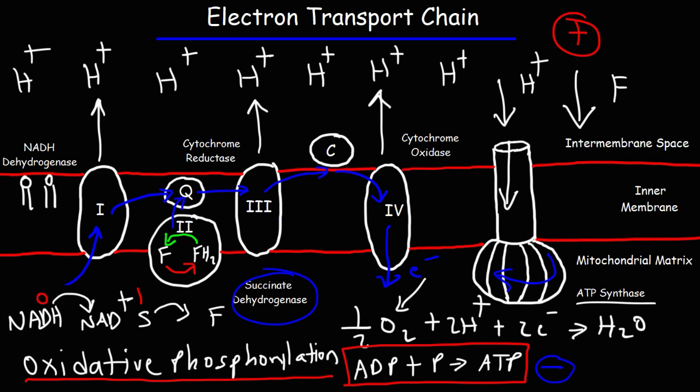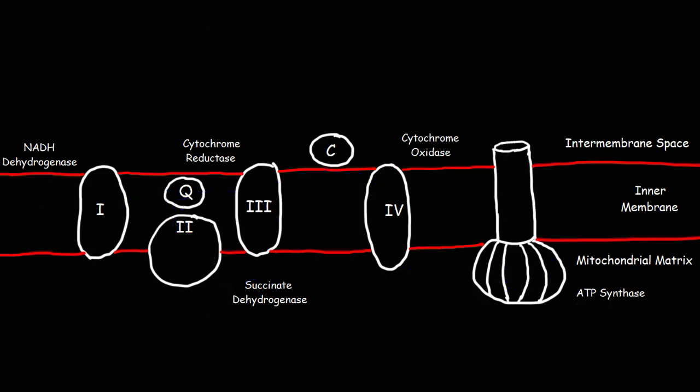Oxygen is one of the most electronegative elements besides fluorine. And so, because of that affinity for electrons, oxygen basically pulls electrons through the electron transport chain to itself. And so that's really the driving force here. It's electronegativity. Because electrons will travel from atoms that are less electronegative to atoms that are very electronegative.